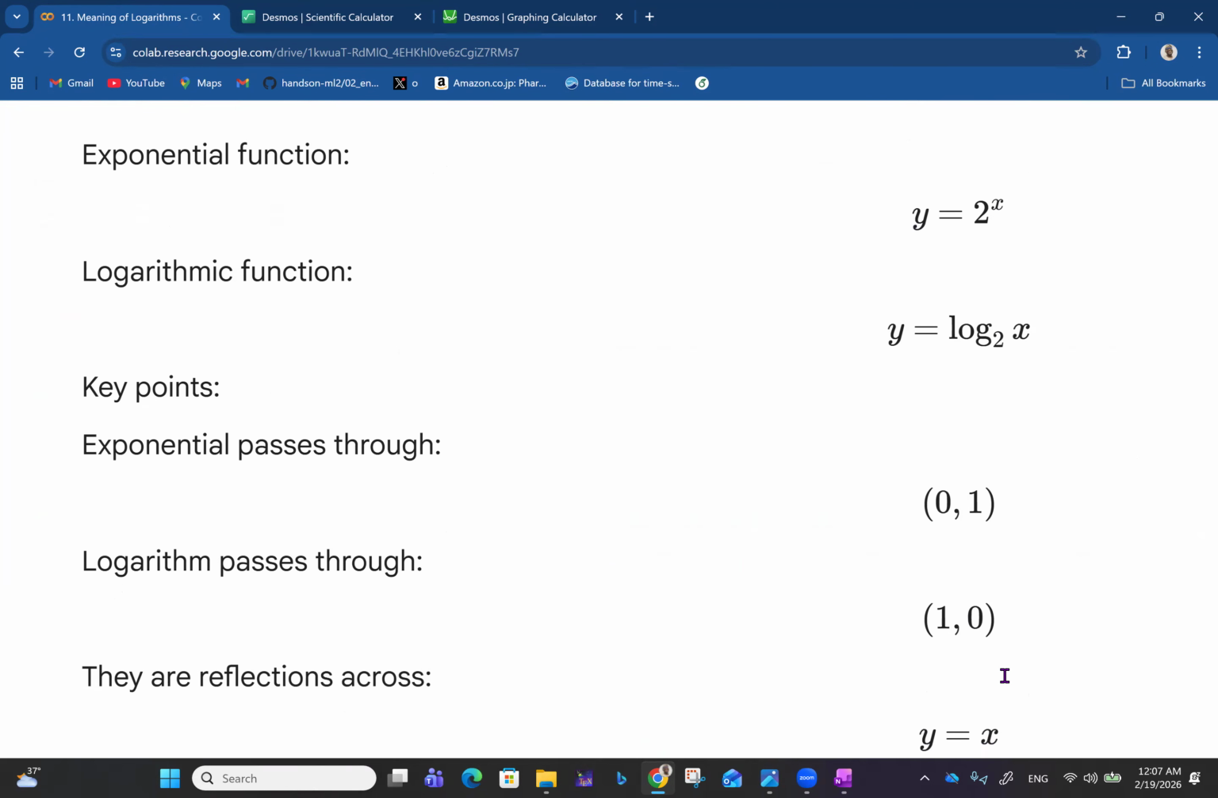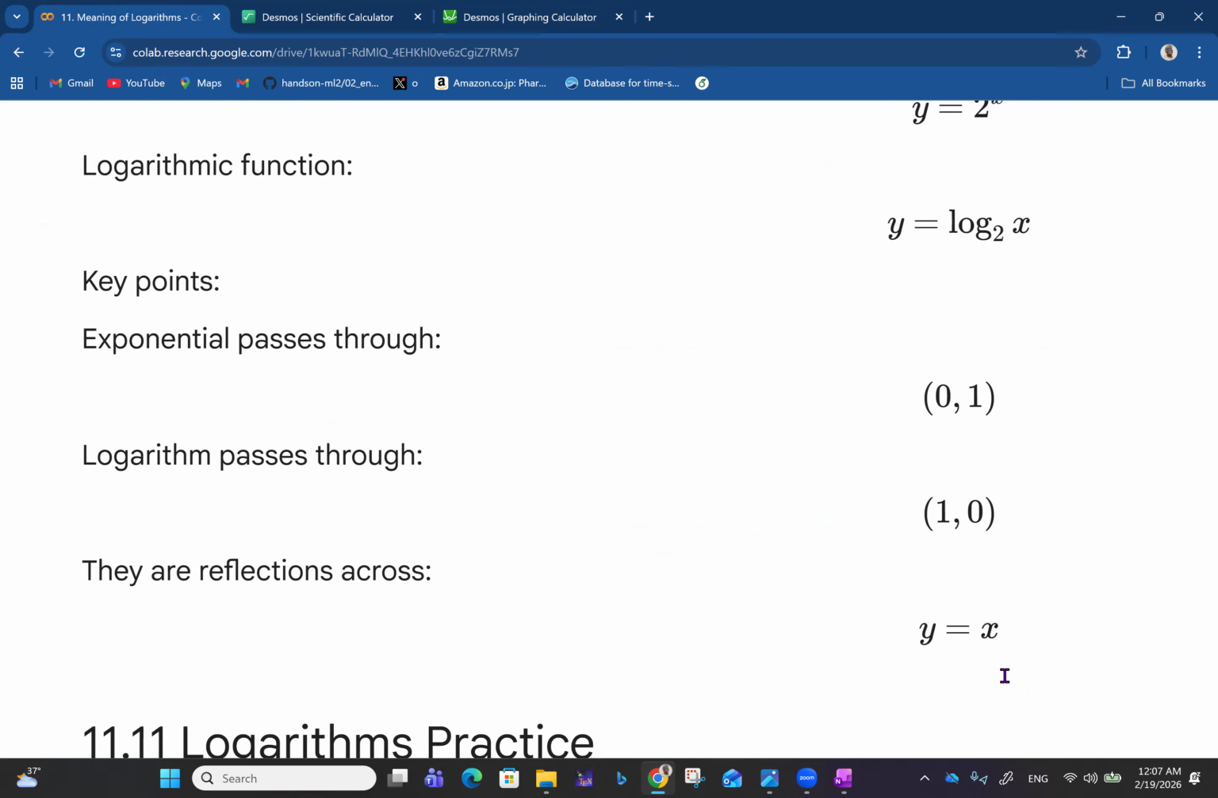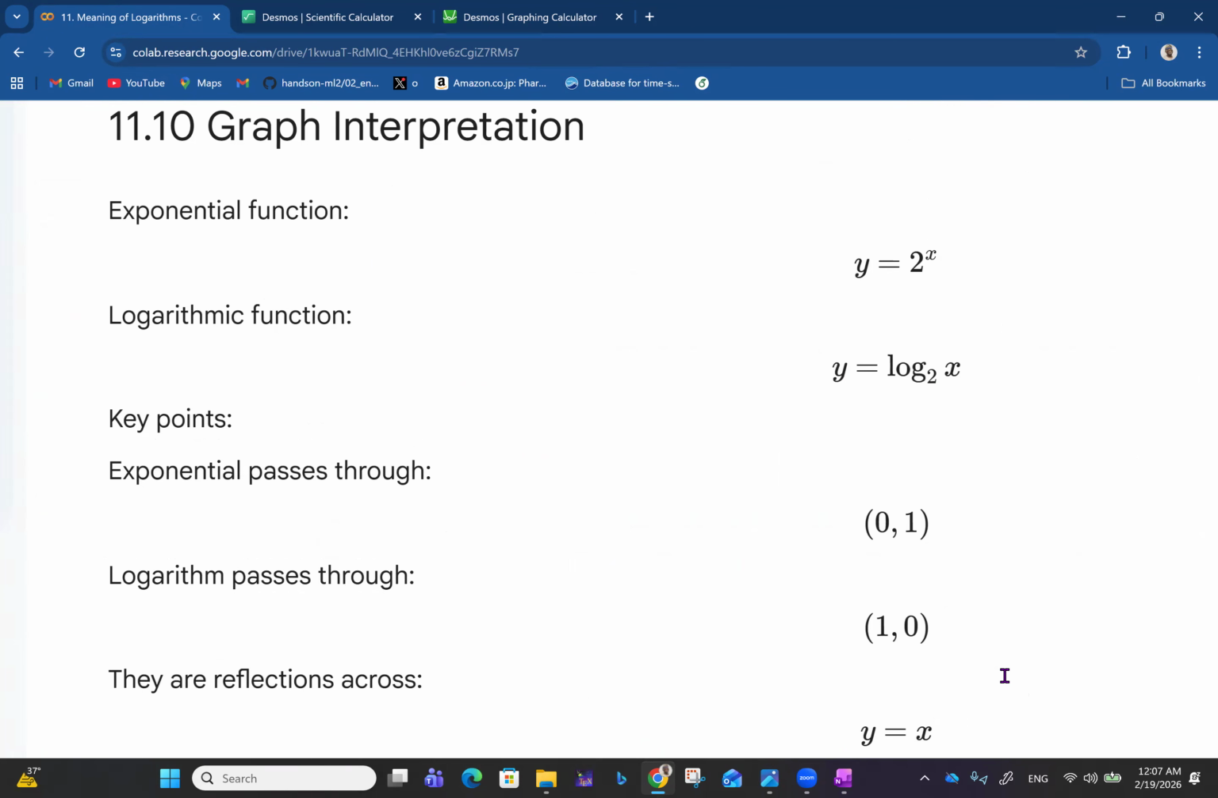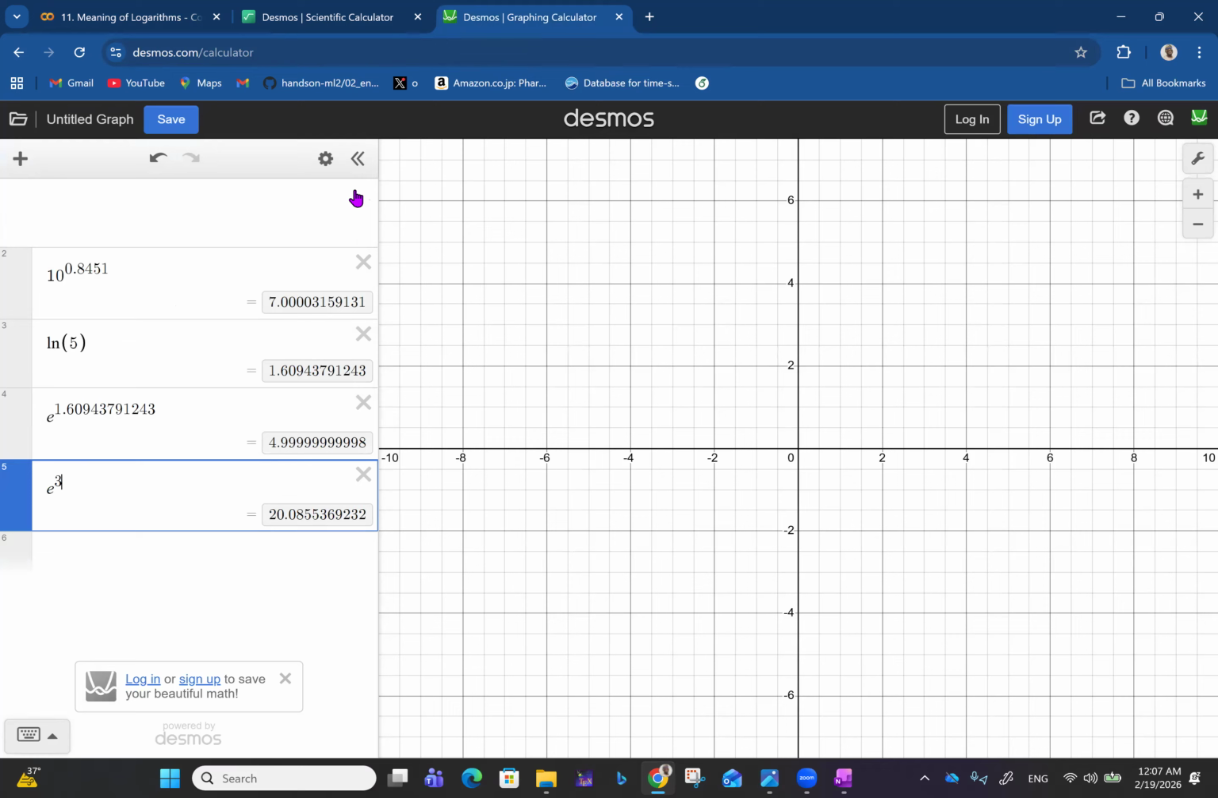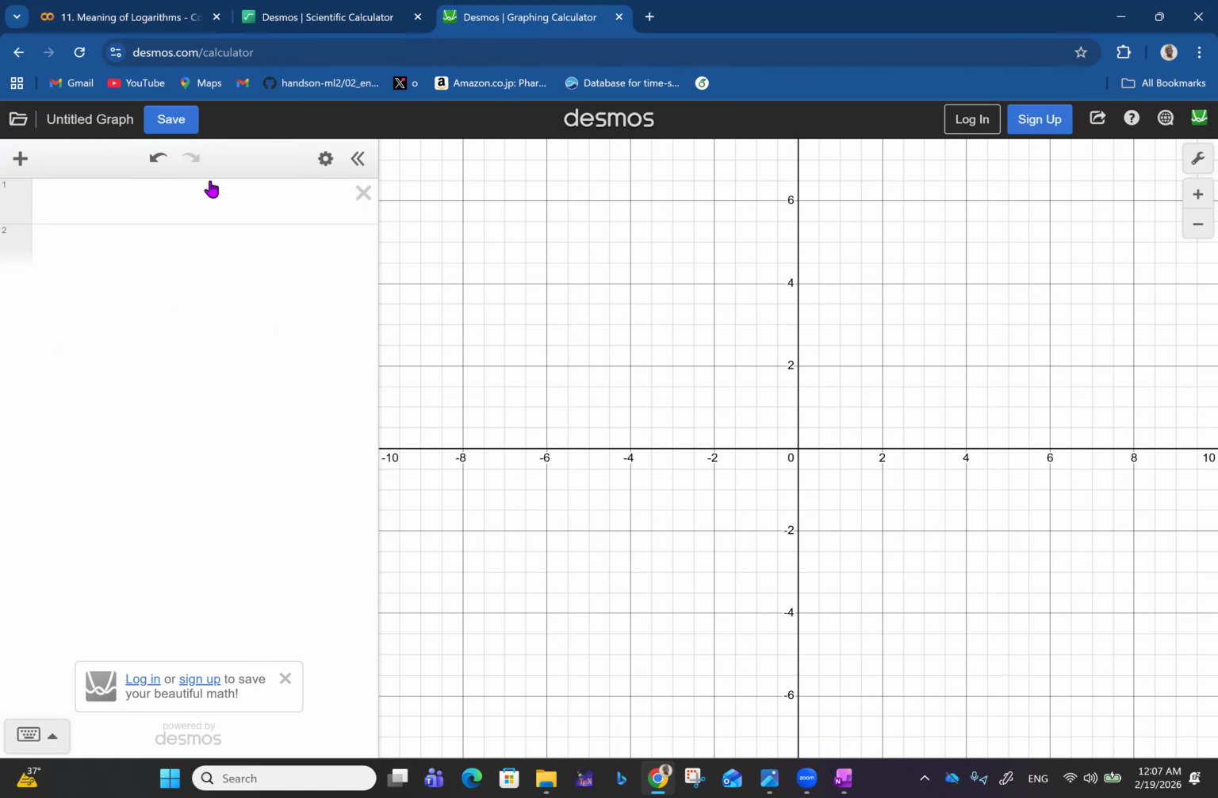All right. So how do you interpret log graphs? Imagine you have the exponential function y equals 2 raised to the power x. The logarithmic function is y equals log x to base 2. As you already know, 2 raised to the power y equals x, right? So we can come to the plot, y is 2 raised to the power x. See what the curve looks like.